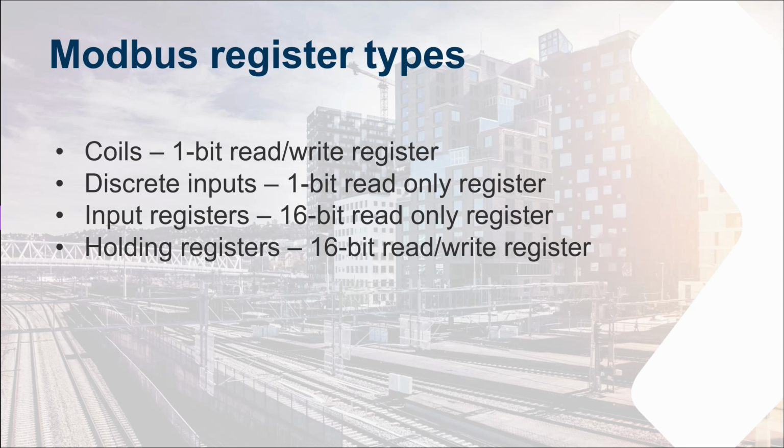There are 4 types of registers in Modbus. One of the most commonly used is coils, which is a 1-bit read-write register. It is used for controlling off points and reading alarms or indications. Then we have discrete inputs, which is a 1-bit register, but read-only. It is used to read indications and alarms and other 1-bit on-off data. Then we have the input registers, which are 16-bit read-only registers. These are primarily used to read various measurement values.